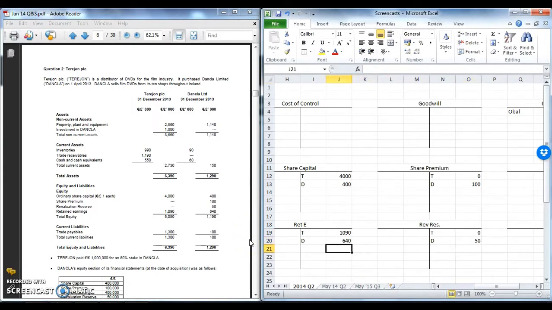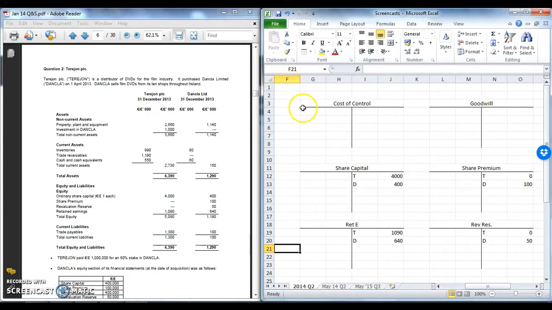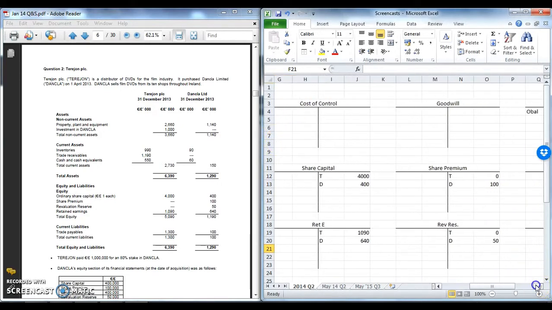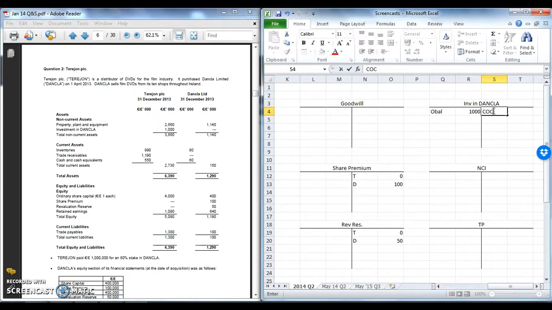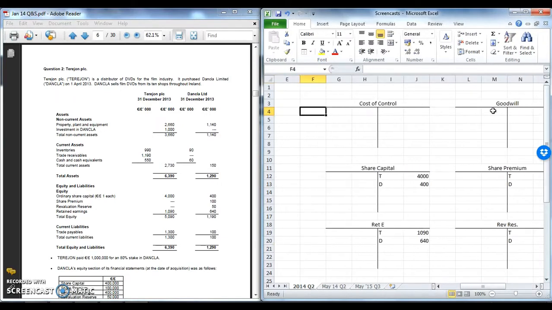So when you're doing your goodwill account now, you bring it all to the cost of control. So the first thing is, well, clear out your investment. So that goes to the cost of control. That's 1 million. You know what else has to go to the cost of control? Well, some of this portion of share capital, and that will be 80% of Dankla's share capital go to the cost of control. That's 320. We'll call that share C.